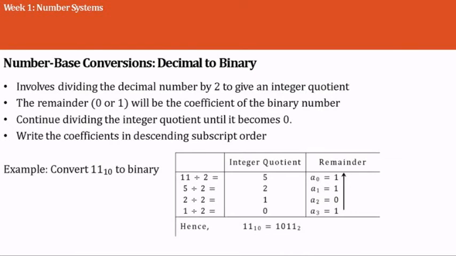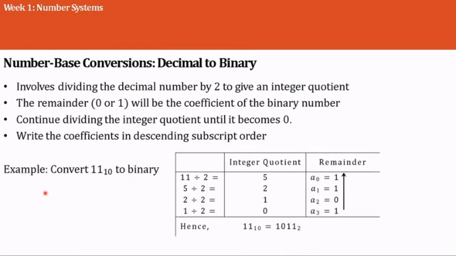So for number conversion, we have the decimal to binary. These are the following steps in converting decimal to binary. It involves dividing the decimal number by 2 to give an integer quotient. The remainder, 0 or 1, will be the coefficient of the binary number. Continue dividing the integer quotient until it becomes 0. Then write the coefficients in descending subscript order. So we have an example.